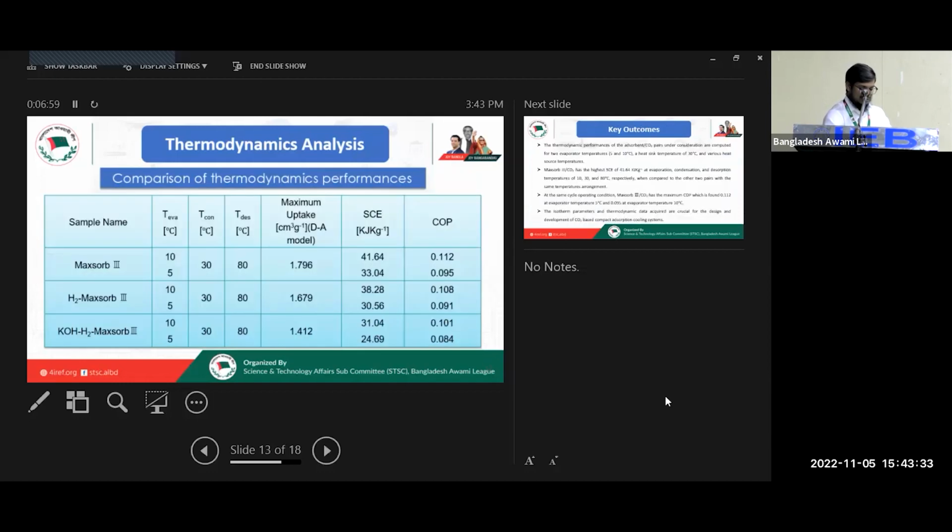This is the comparison of thermodynamic performance. In this table, we can see that MaxFlow 3 has the highest specific cooling effect and coefficient of performance.